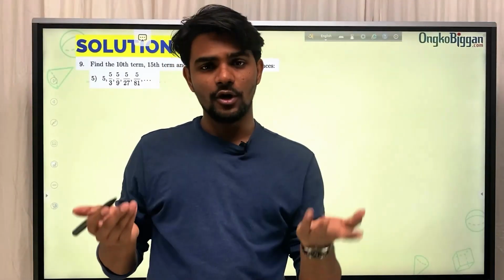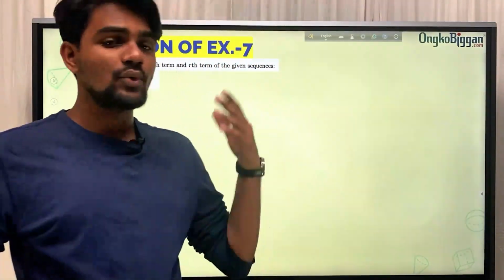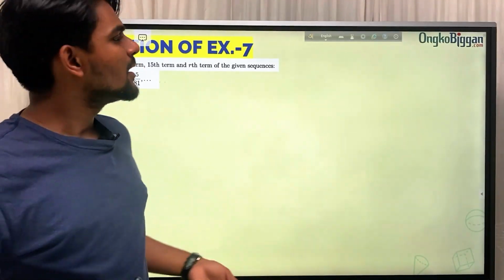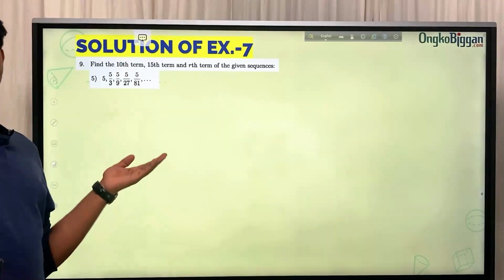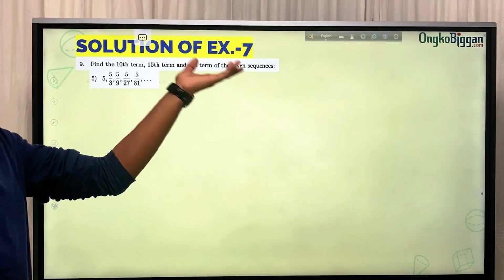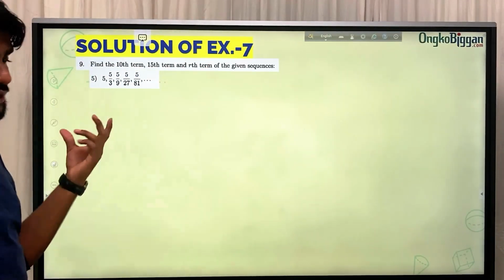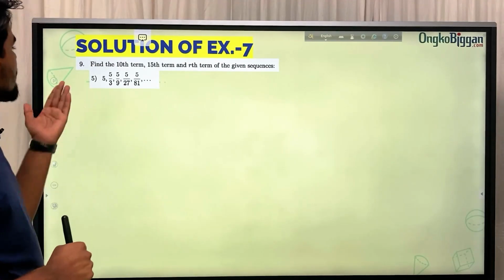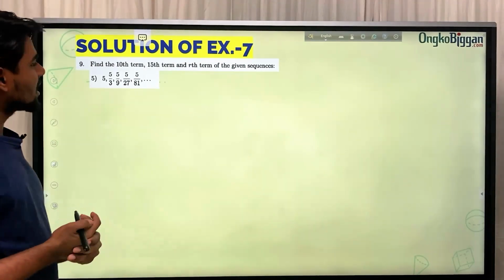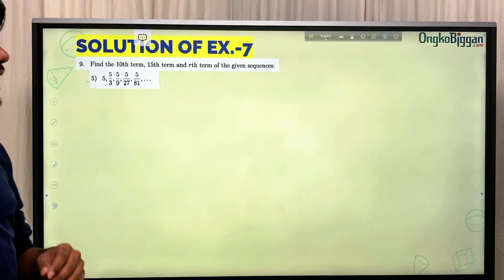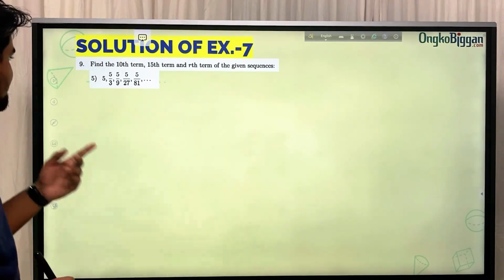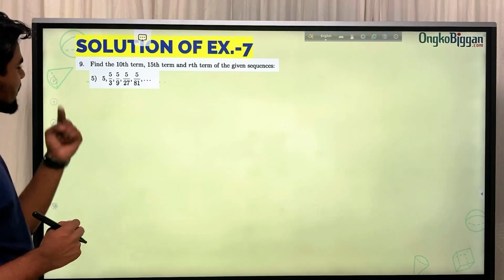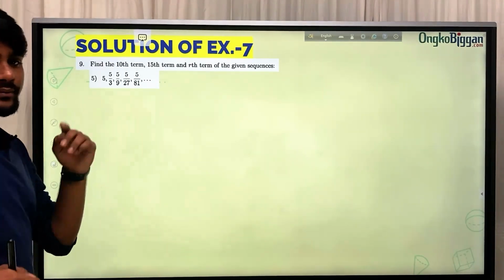So now that we've completed all our examples, we are going to directly move on to the exercise of exercise 7. We are going to start exercise 7 with the number 9 math, because all the previous math from 1 to 8 are actually MCQs. So starting from this, it is written: find the 10th term, 15th term and rth term of the given sequences: 5, 5 by 3, 5 by 9, 5 by 27 and 5 by 81.